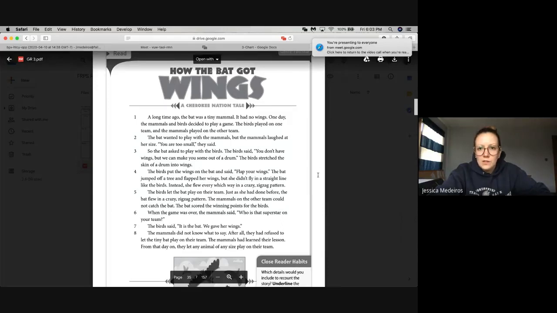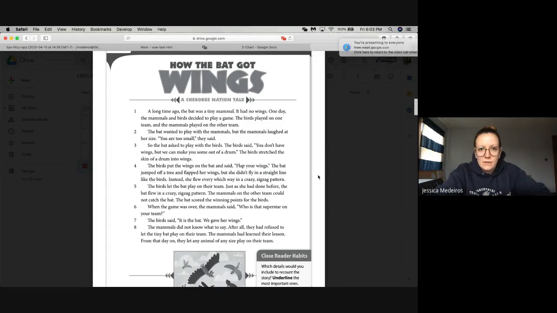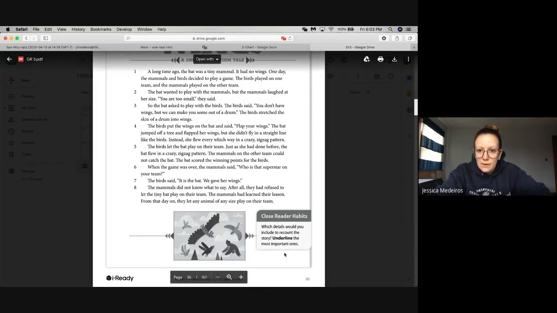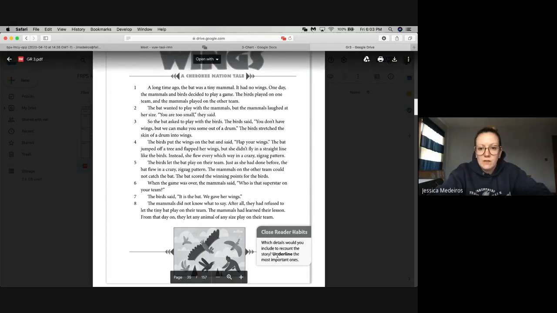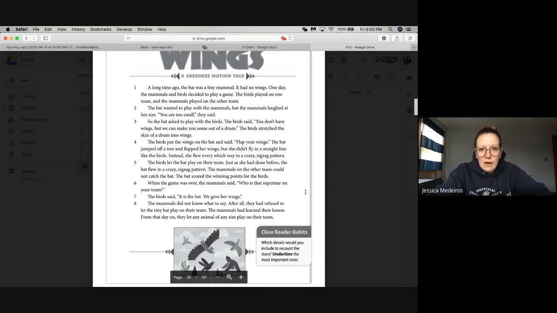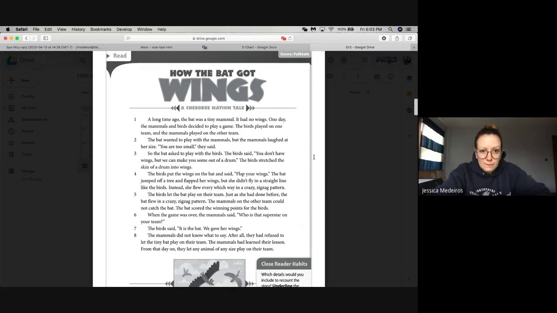Okay, here's our folk tale, How the Bat Got Wings, a Cherokee Nation tale. Before we read, there's a little hint down here. It says, which details would you include to recount the story? If you have a paper copy, you can underline the most important details, or you can just jot them down if you're looking at the copy on a computer. I'm going to give you some time to read this story. When you're ready to read, pause this video. When you're done reading, press play, and I will help you with the rest.